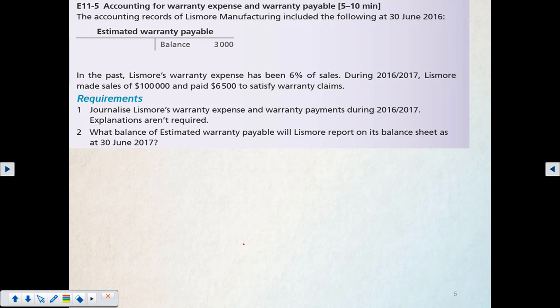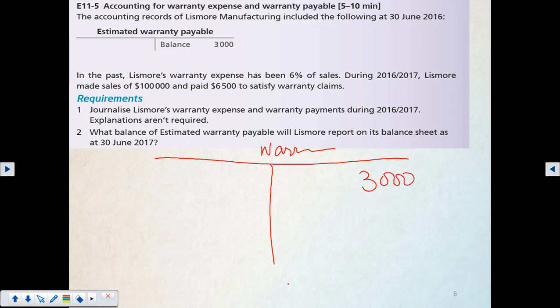3,500. No. 2,500. Very good. How? Yeah, we need to get the how, otherwise you're not getting the bonus point. This is the warranty payable T account, right? What is the balance already in there? Already 3,000 is there. And from your journal entry, what is the first journal entry?